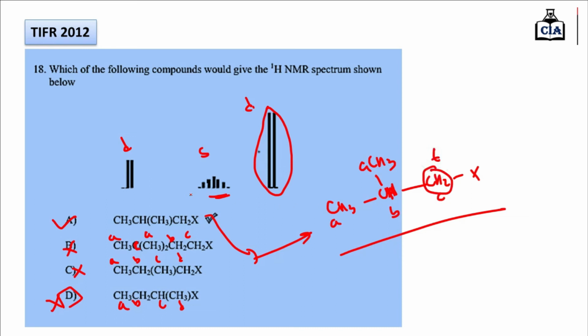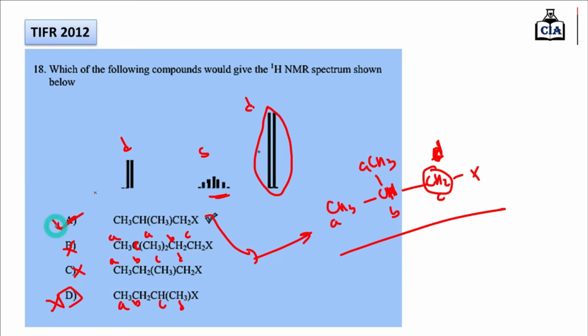Sorry, this 2 hydrogen will have only 1 adjacent hydrogen atom, so this CH2 will give the doublet with low intensity. Now next question, so our correct answer will be option number A.